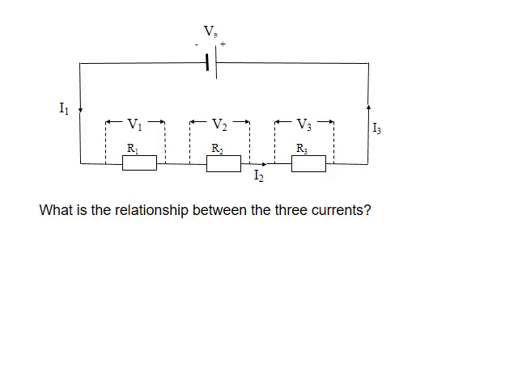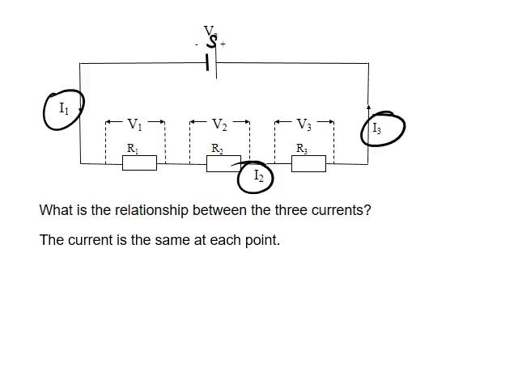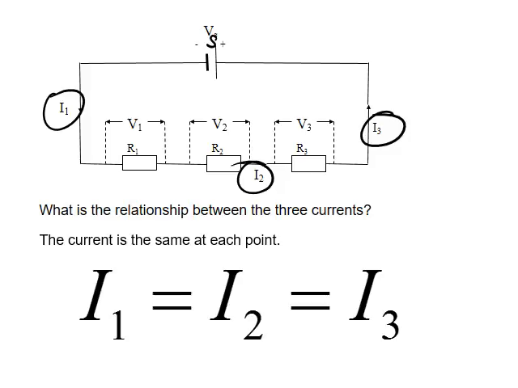So here we have a circuit with a system's voltage, Vs, which is the total voltage. From our previous lessons, what is the relationship between the three currents here, I1, I2, and I3? Of course, because it's in series, the current is the same at each point. So I1 equals I2 equals I3.